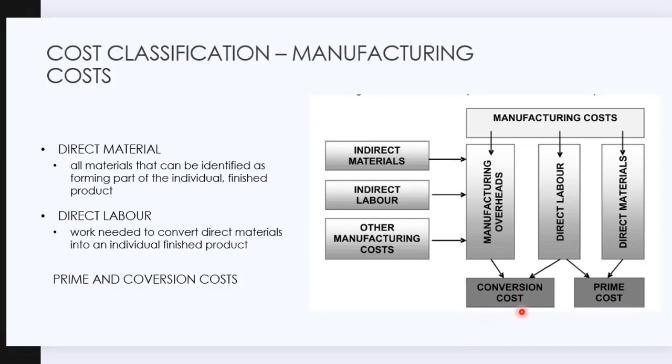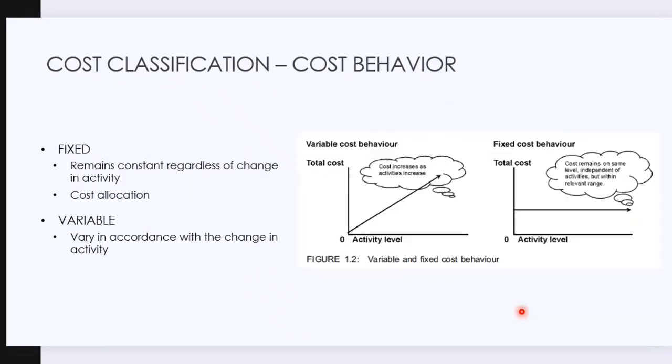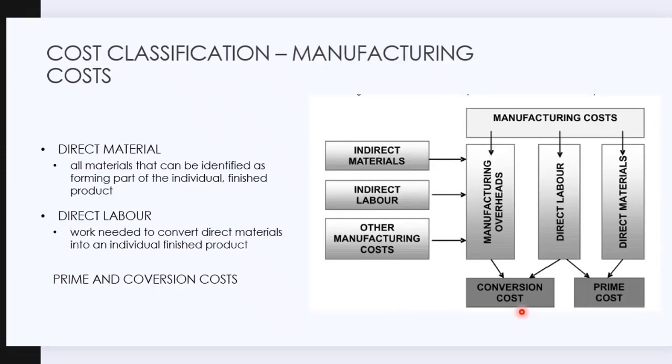So overall, what are manufacturing costs? Your manufacturing costs are your direct material, direct labor, and manufacturing overheads. What are my manufacturing overheads? These are my indirect costs that are not directly linked to the production, but they are part of the production. They are not over and above my production. Any questions before we move on?